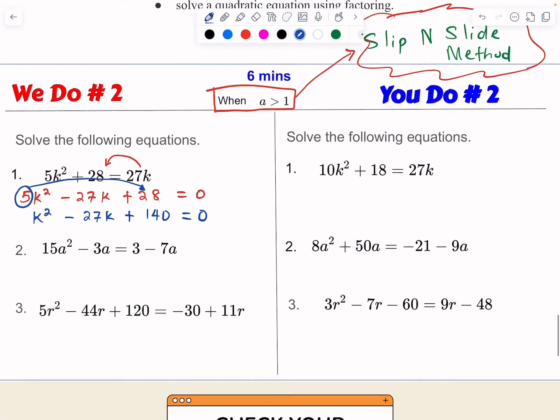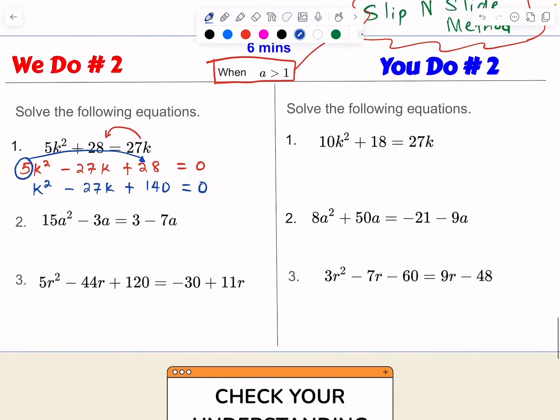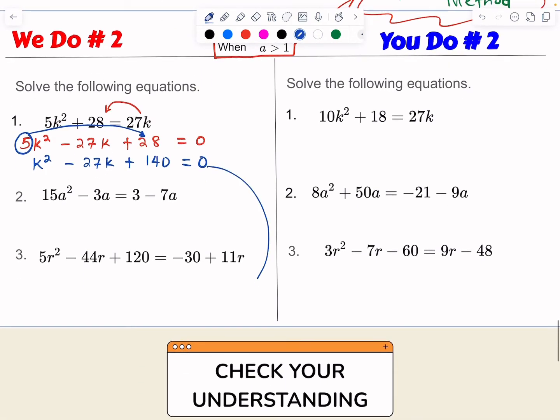Now, here is what we have to do. What we have to do now is to find 2 numbers that if I add those 2 numbers, I should have negative 27, and if I multiply those 2 numbers, I should have 140. So how am I going to do that? All I'm going to do is write my k first, just like this, set it to be equal to 0.